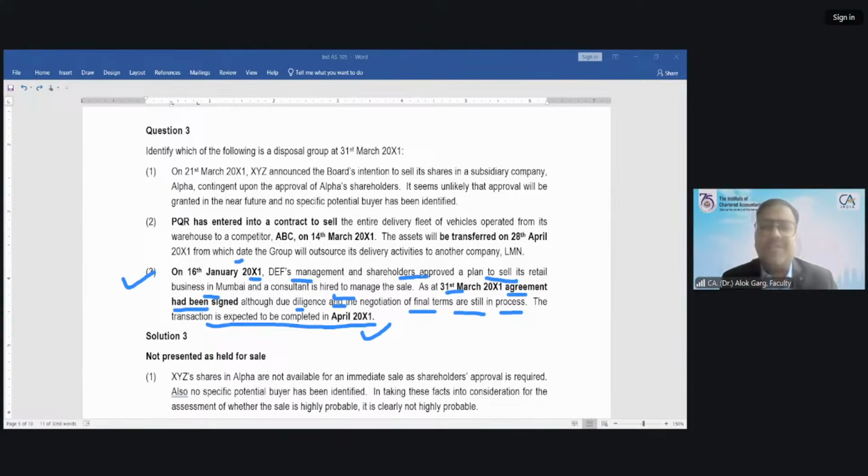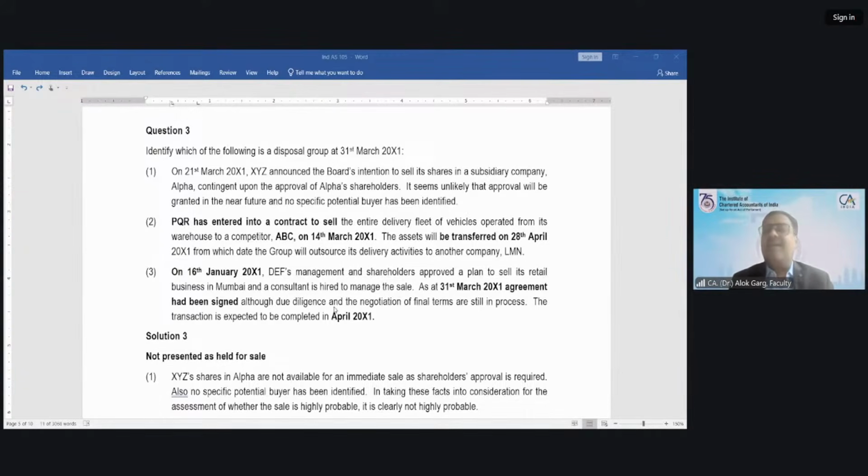Tell me, is this a disposal group held for sale or not on 31st March 20x1? Yes, sir, this is very much a disposal group. All conditions are met. So it will be classified as a disposal group held for sale. Yes, sir. Very much. 100%. Yes.